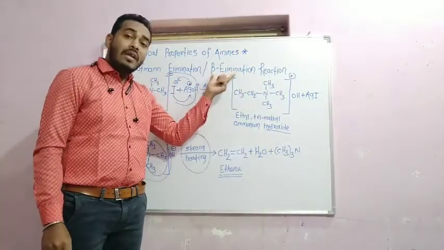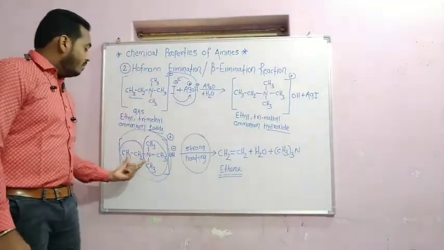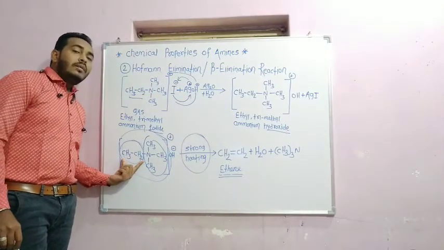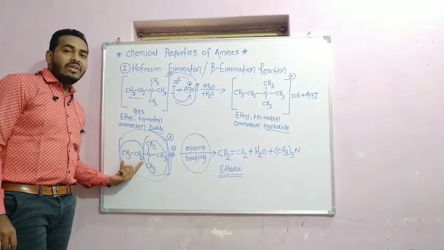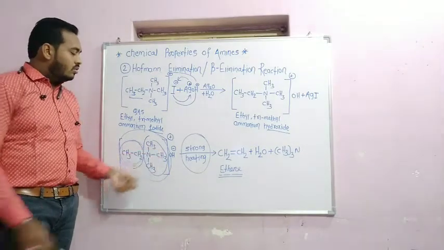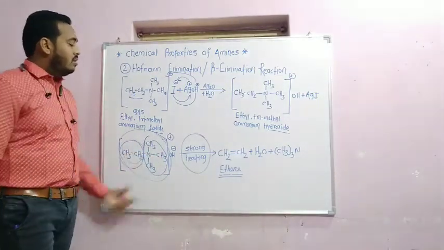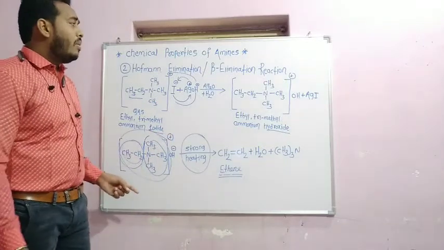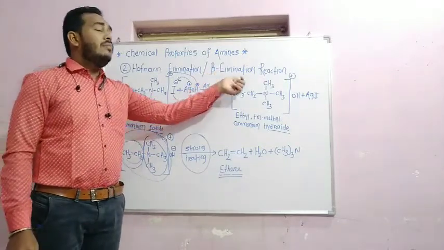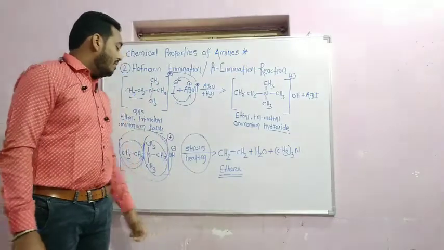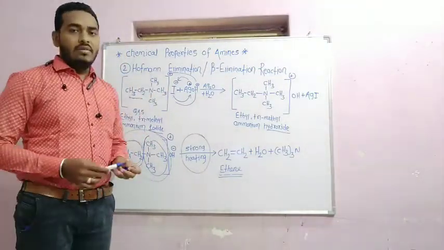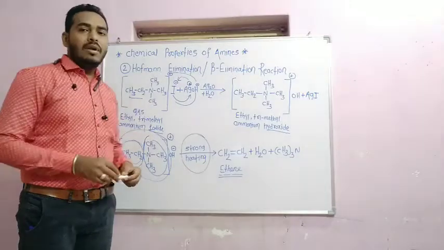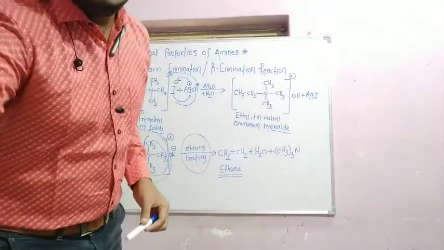Why is it called beta elimination? Because in the beta position we eliminate a hydrogen atom, and the ethyl trimethyl ammonium hydroxide breaks down, so it is called the beta elimination reaction, also called the Hofmann elimination reaction. We will learn about the next chemical property next.